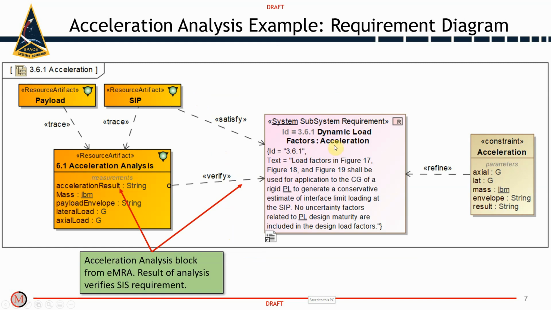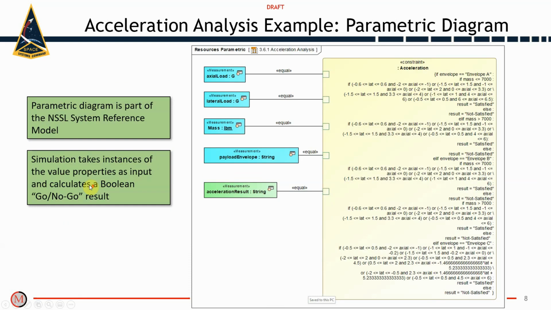For example, here you're looking at the actual sys requirement for dynamic load factors under acceleration. So there's the text of the requirement. And now we have elements of structure in the NSSL system reference model. This is the standard interface plane, the SIP, which actually satisfies that, and traces to an acceleration analysis block where we have those same, you notice the same measurements that we had in our eMRA. So this is what we're going to take that data from the eMRA and plug it into our NSSL system reference model.